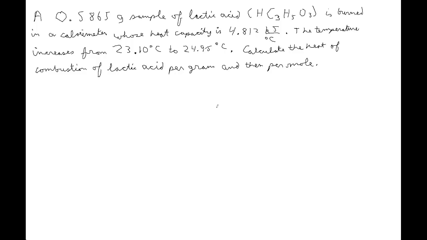A 0.5865 gram sample of lactic acid is burned in a calorimeter whose heat capacity is 4.812 kilojoules per degree Celsius. The temperature increases from 23.10 to 24.95. Calculate the heat of combustion of lactic acid per gram and per mole.